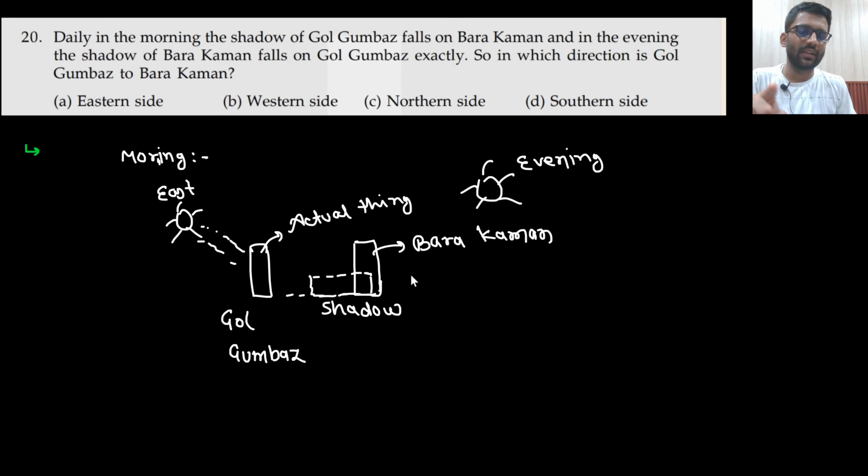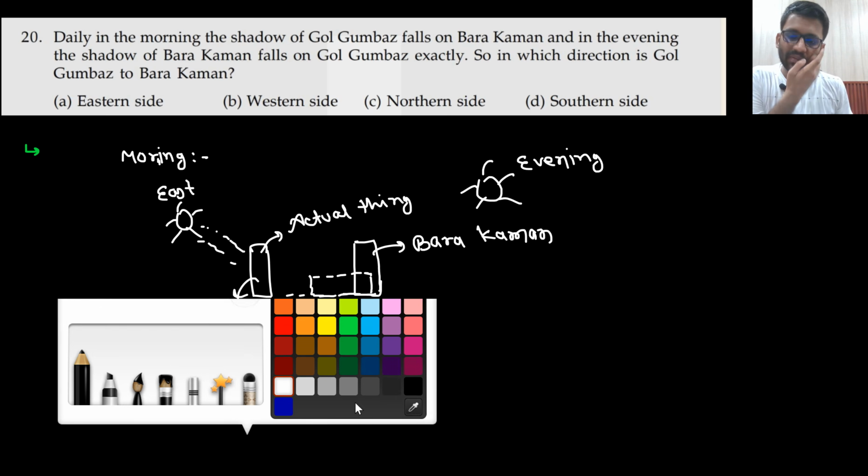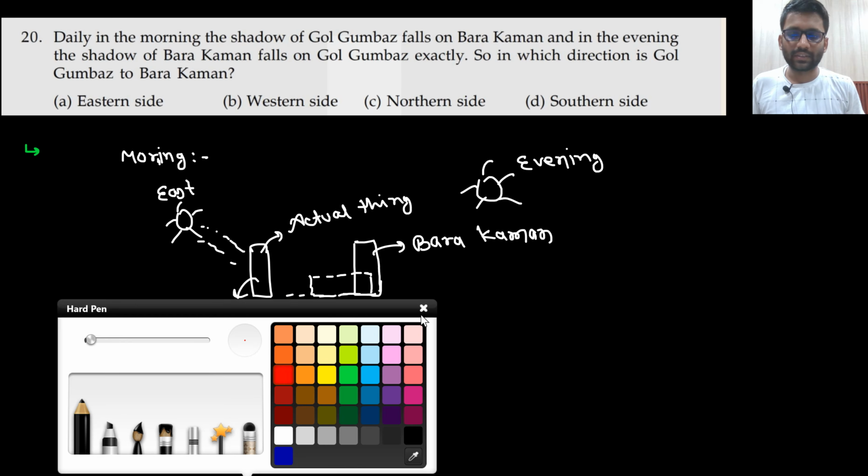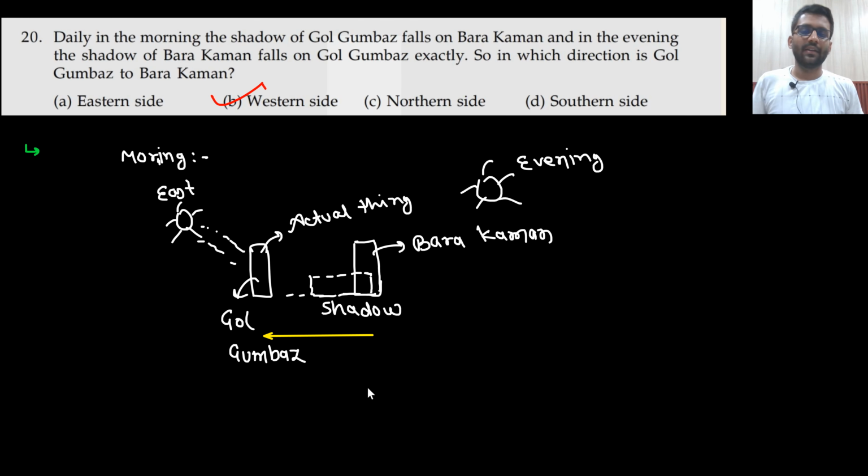So Gol Gumbaz and Barakaman. Here there is a shadow falling, and in the evening, Barakaman's shadow will fall on Gol Gumbaz. So in which direction is Gol Gumbaz to Barakaman? Where is Gol Gumbaz with respect to Barakaman? In this direction. This direction is known as west. So on the western side.